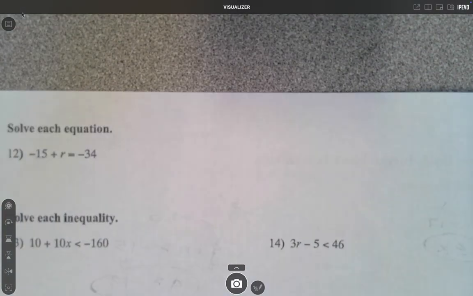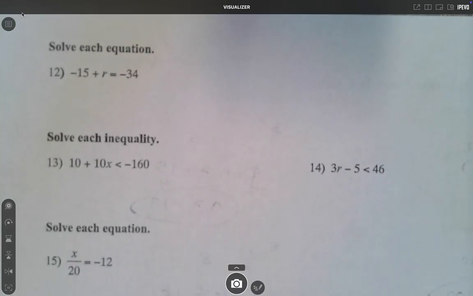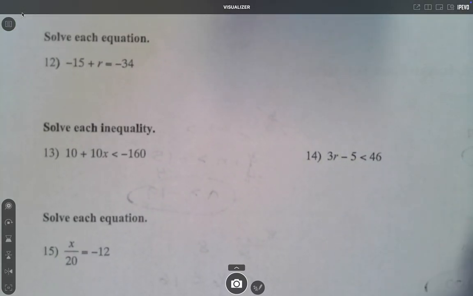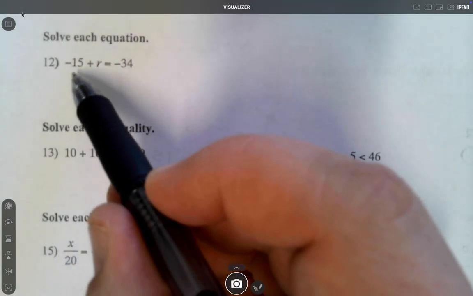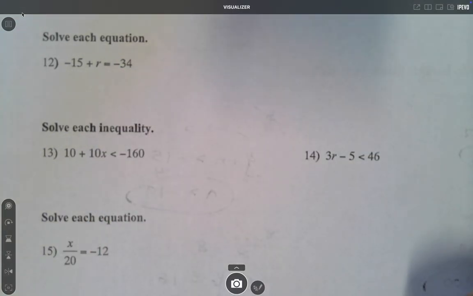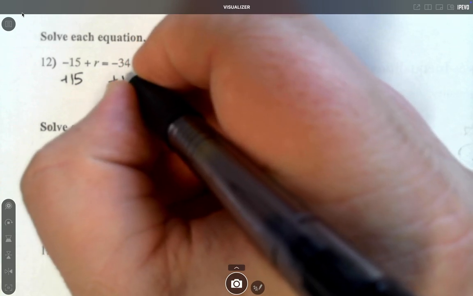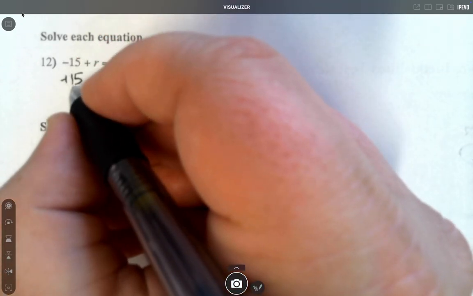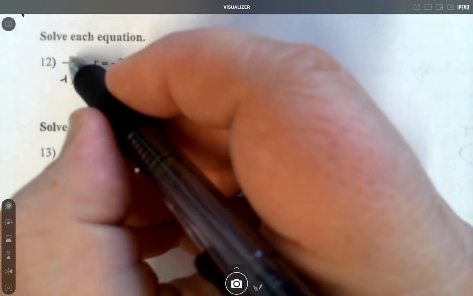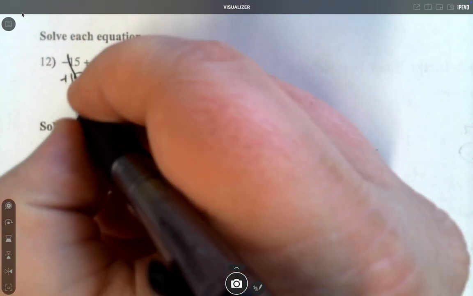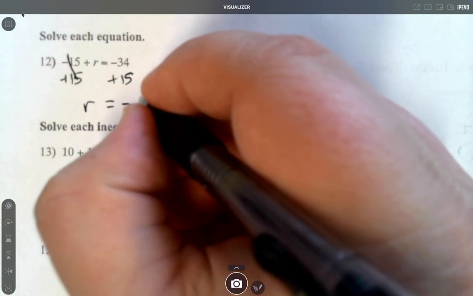Okay, we're over halfway there. So here we have a constant with the variable. So we will add 15 to both sides. So we do the opposite. This is a negative 15. So to cancel out, we have to add 15. Negative 15 plus 15 is 0. So we have r equals negative 19.